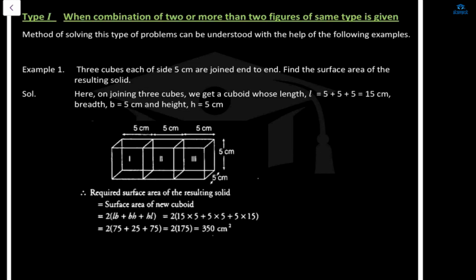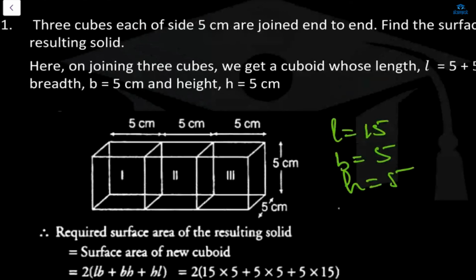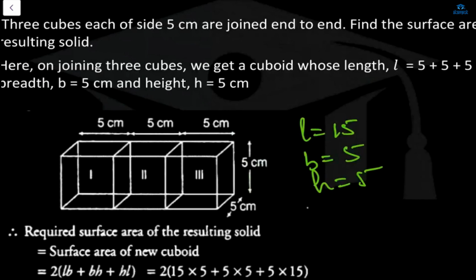Now for a cube, you just need one measurement, that is a. It is given as 5 centimeter. Now we have joined three cubes side by side, as you can see in the figure. So if you join three cubes side by side, you get a bigger cuboid whose breadth is 5, height is 5, and the length is 5 plus 5 plus 5. So L becomes 15, breadth becomes 5, and height is also 5. So simply, we need to find the surface area of the resulting solid.